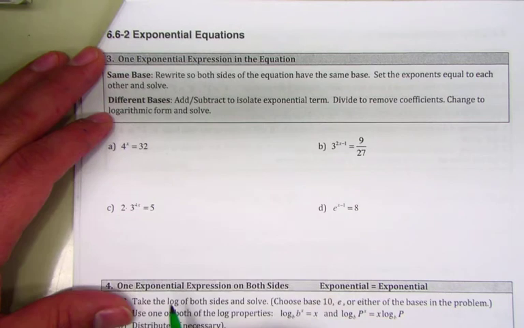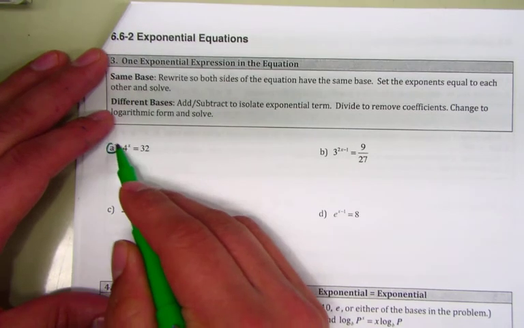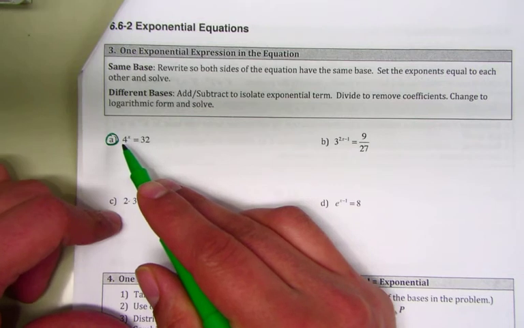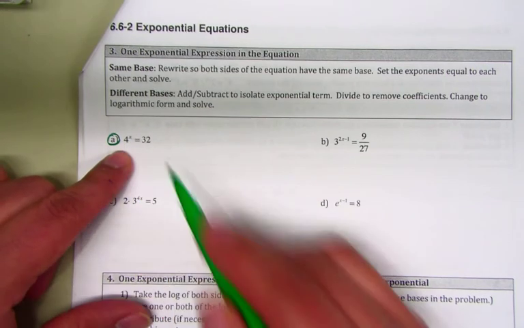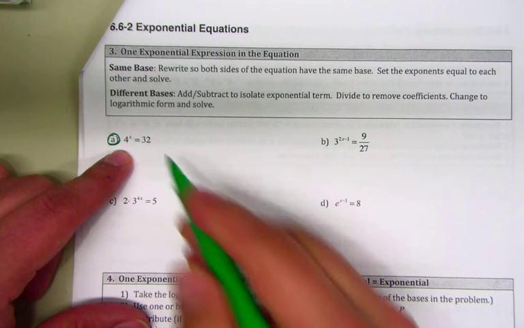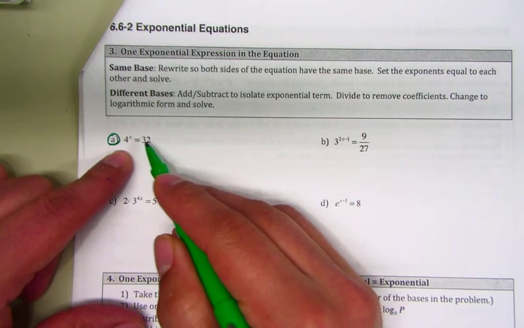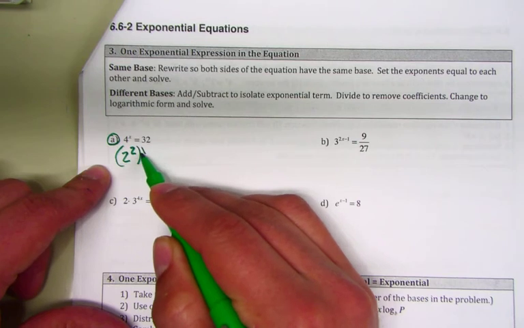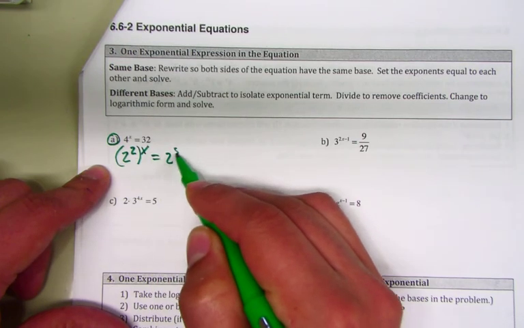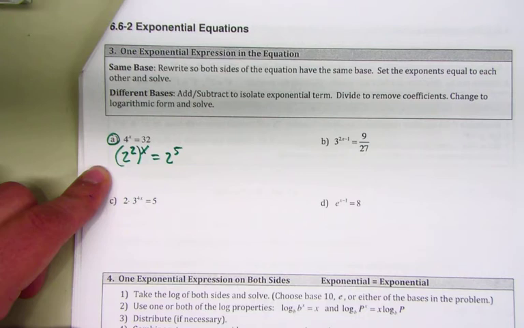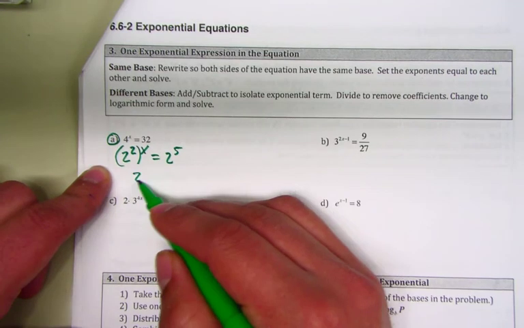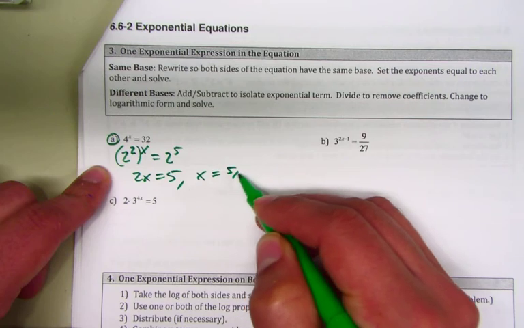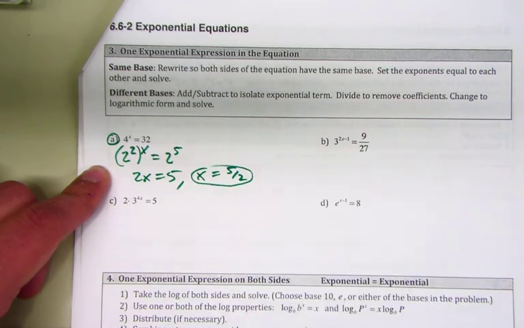So let's start with A. What base is 4, really? 2. What about 32? That is also base 2. So for this one, 4 would be the same thing as 2 squared, and 32 is 2 to the 5th. So 2x has to be 5, and x is then 5 over 2.